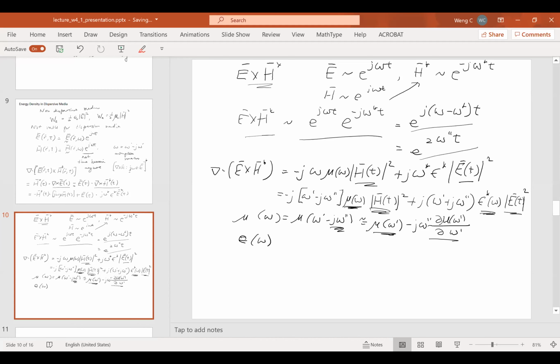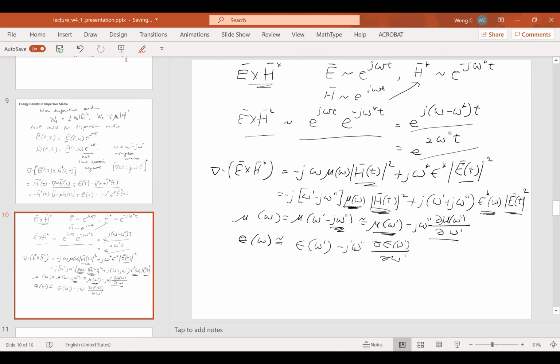That epsilon of omega then would be just equal to epsilon of omega prime minus J omega double prime, the epsilon of omega prime over the omega prime, okay? So any questions so far regarding the derivation? It's kind of hairy, kind of intricate, but it's quite straightforward. You can follow the math logic.